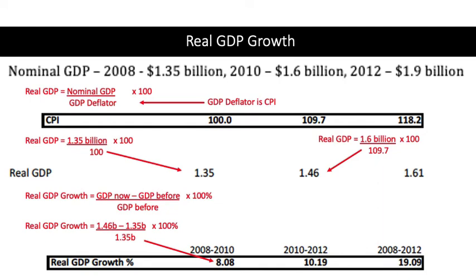Again, you can use those same calculations using 1.61 to 1.46 here, or the 1.61 billion to the 1.35 billion for 2008 to 2012. And so, again, the formula is the same. It's just plugging in the numbers to get the correct calculation.